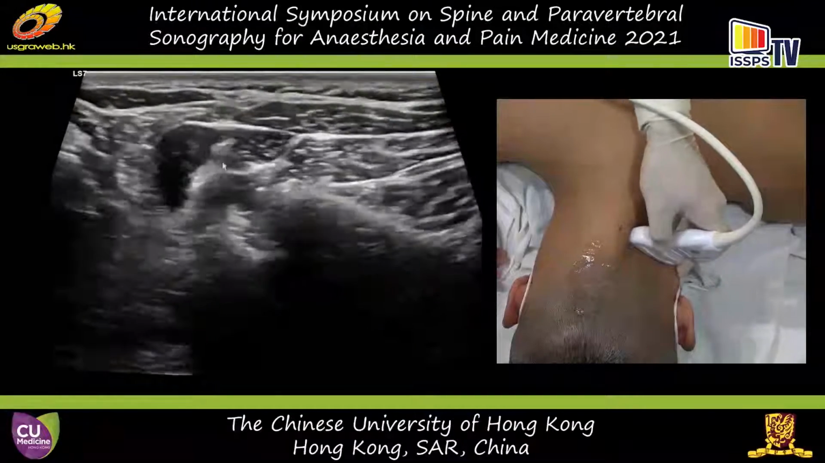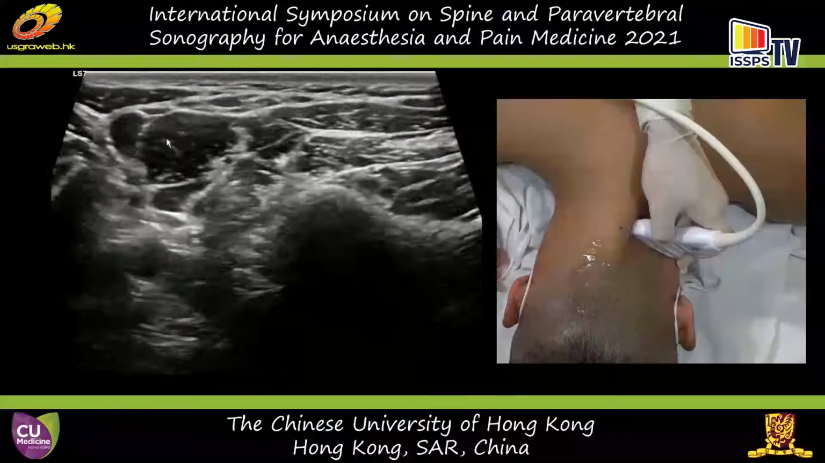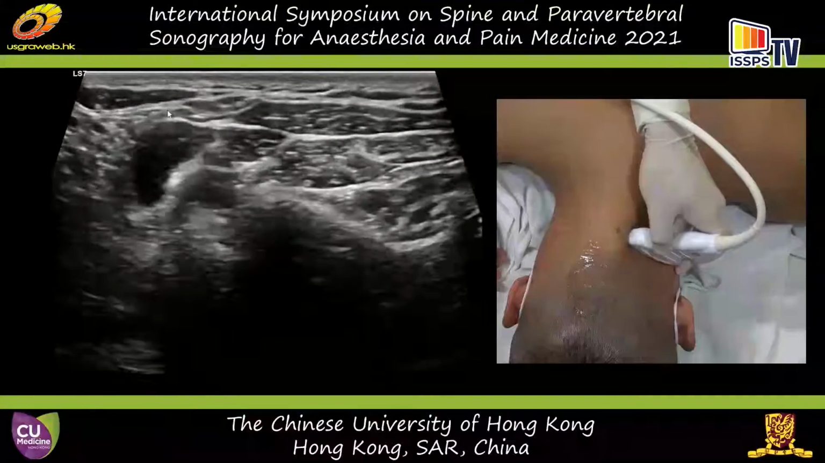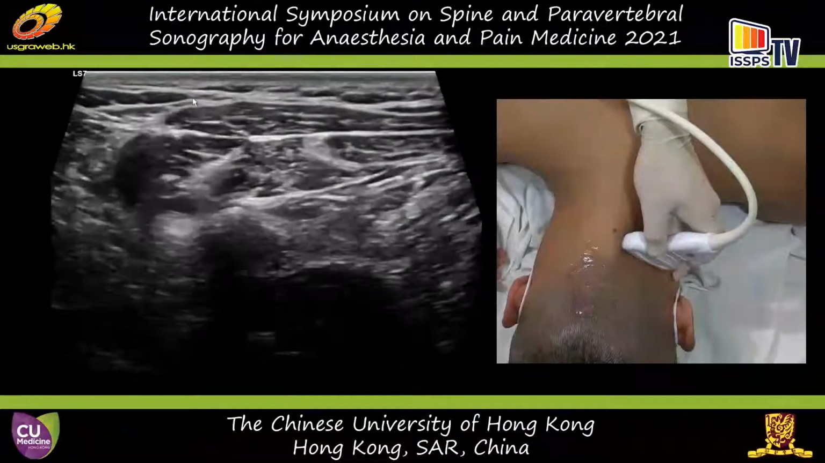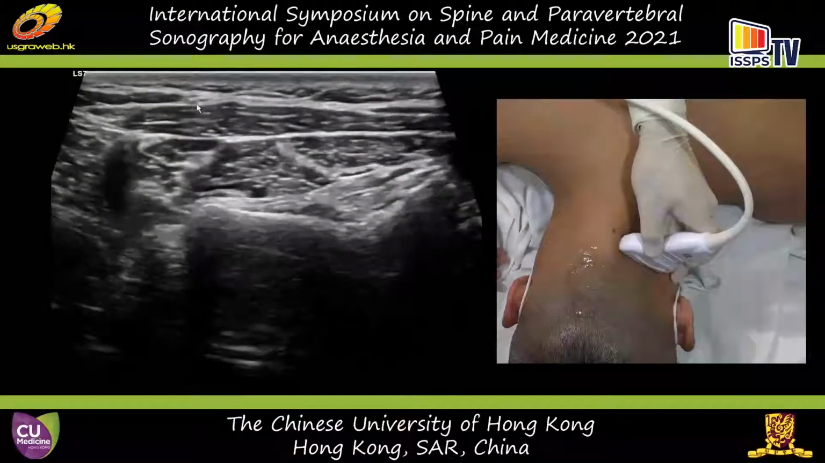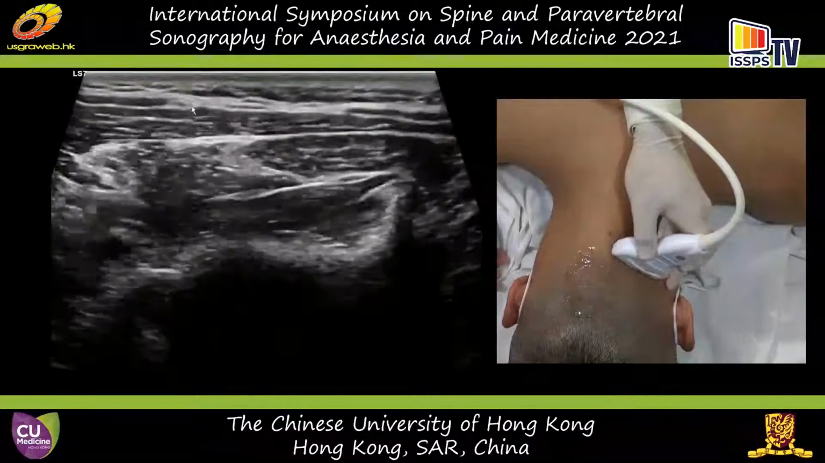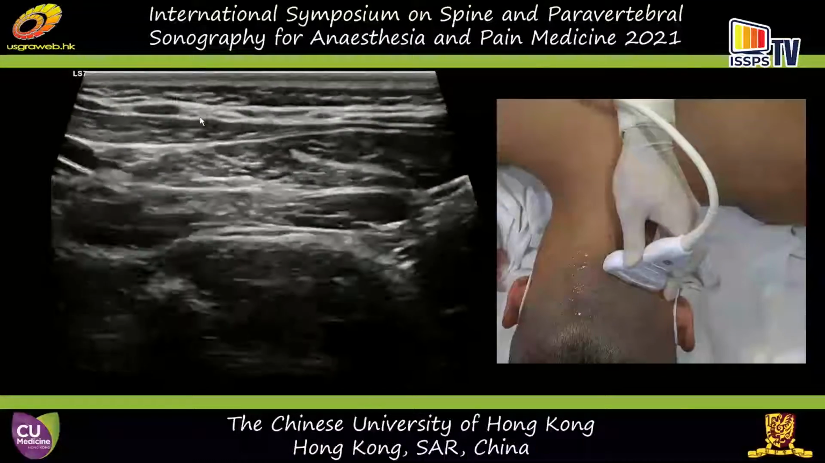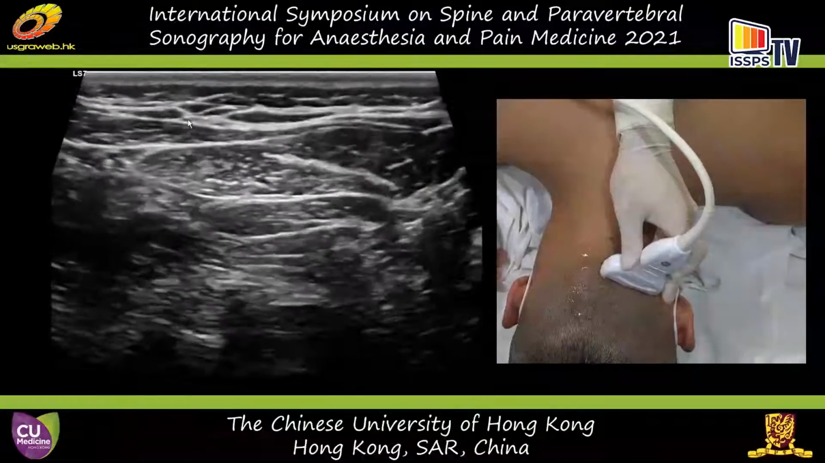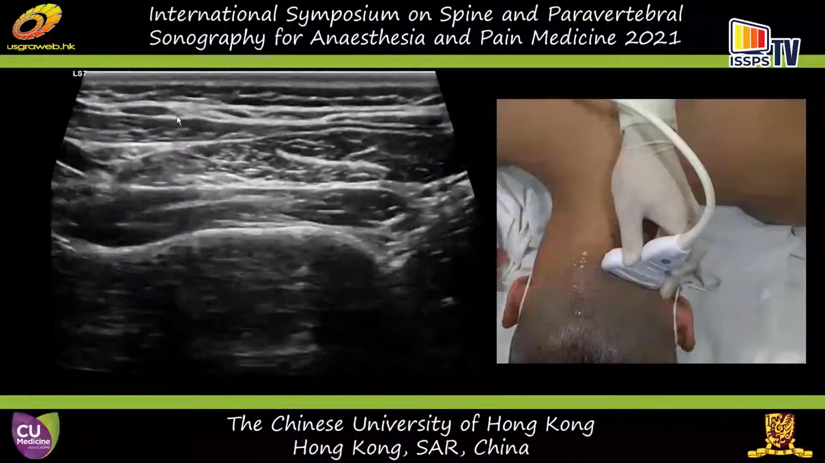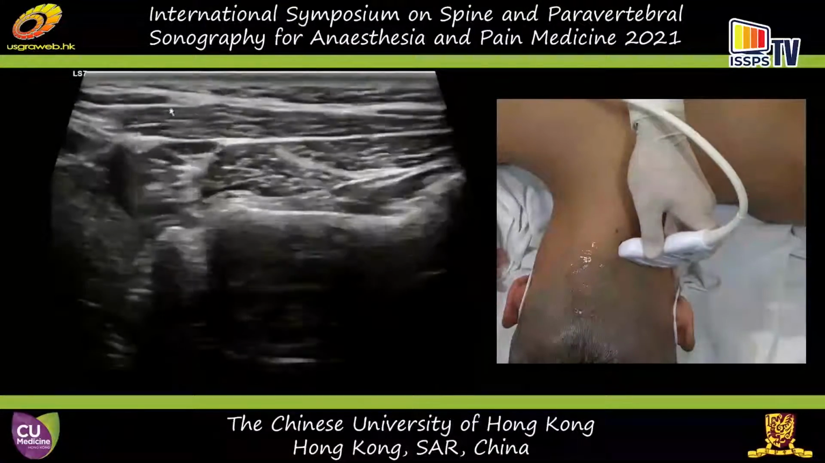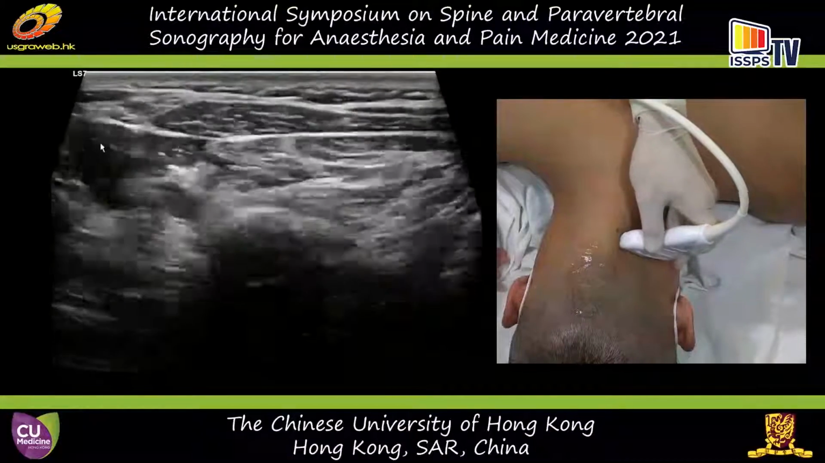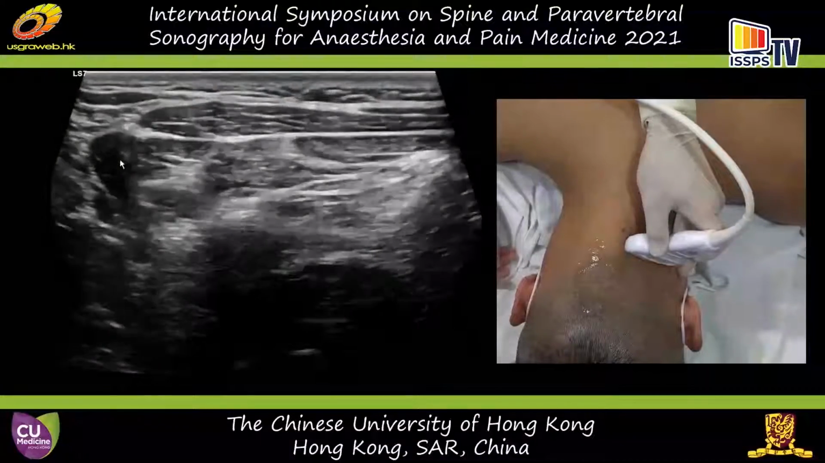wrap around the levator scapulae. Then it's going to go to the posterior border of the SCM, and it's going to surface to the post-auricular part of the occiput. So this is the lesser occipital nerve right here, and it's going to wrap around here, and then the levator scapulae. So this is the levator scapulae from the C1 level.